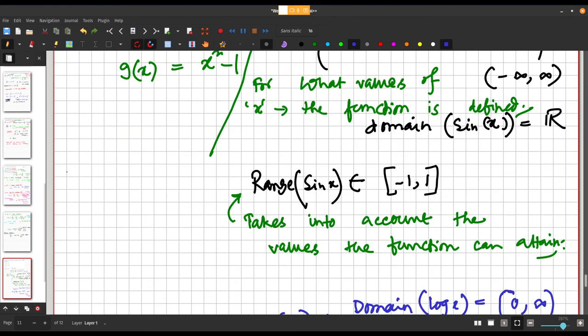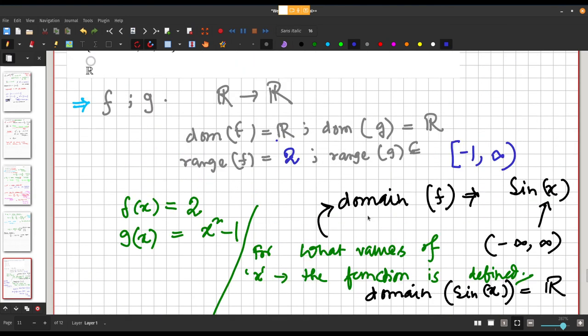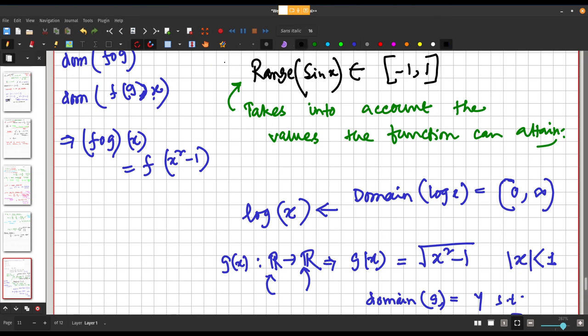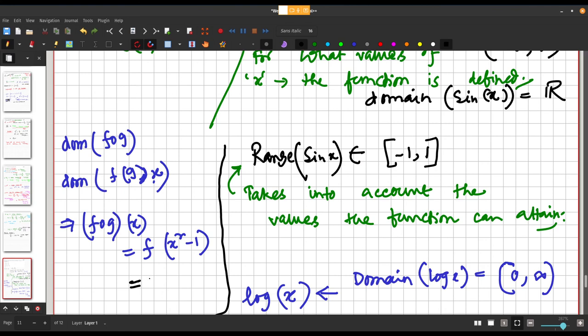Now we have to find the domain of the composite function, or the domain of f of g of x. So what will be this function? This will be f of x square minus 1, and this will be equal to 2.